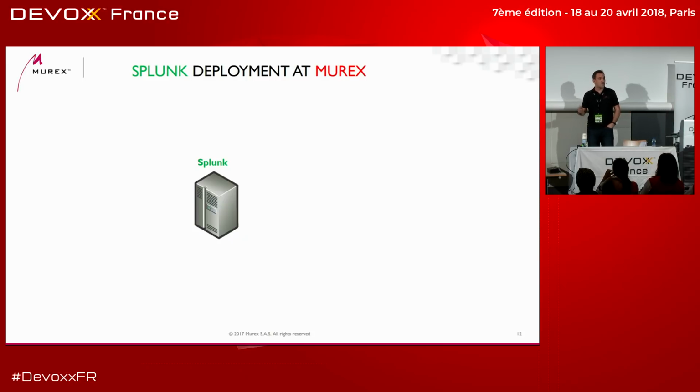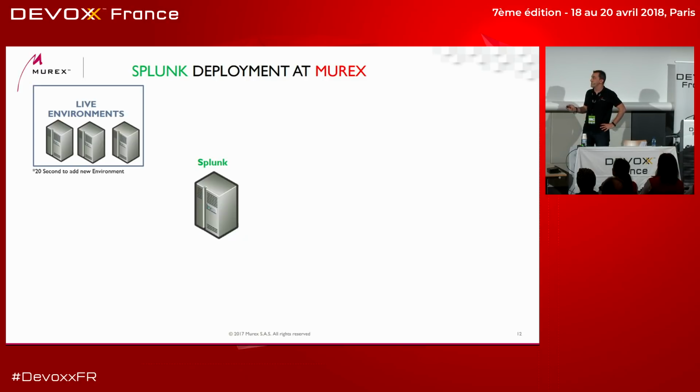So how is Splunk installed at Murex? What's the architecture? We have one major box, about 30 cores, a pretty powerful Intel chip. We have about 5,000 Unix machines inside Murex. Any one of these machines can be hosting multiple Murex environments, from client A, client B, client C.